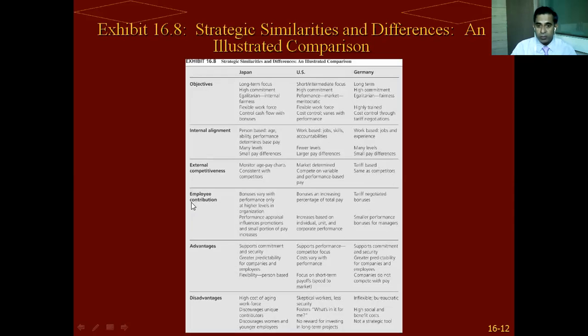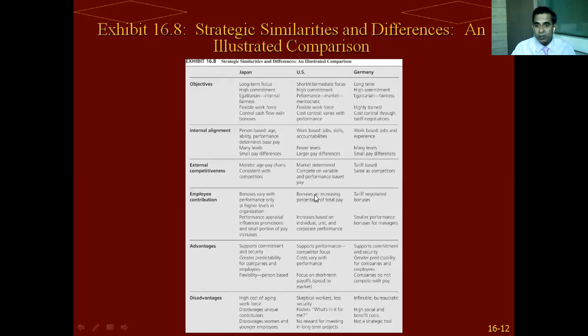Now, employee contributions, how they are measured and paid. In Japan, bonuses vary with performance only at higher levels in the organization, and performance appraisal influences promotions and a small portion of pay increases. Whereas in US, bonuses are an increasing percentage of total pay. In Japan, bonuses vary with performance only at higher levels, not at the lower levels of the organization structure.